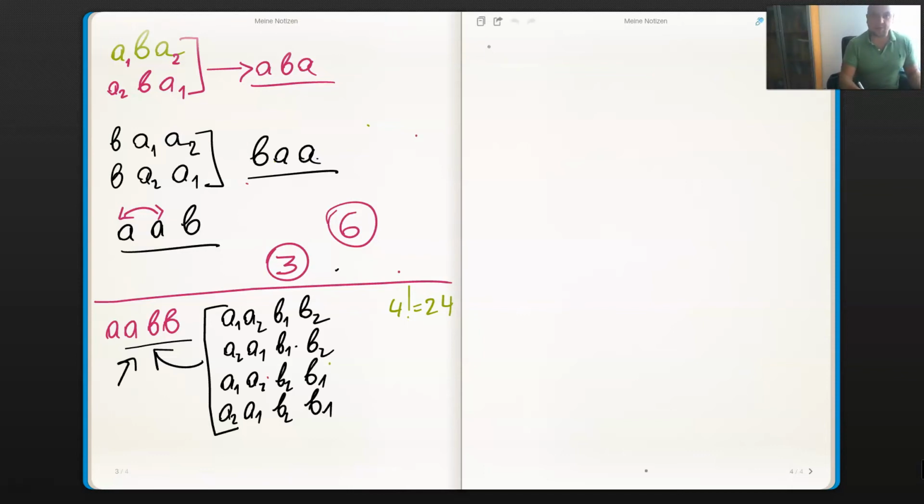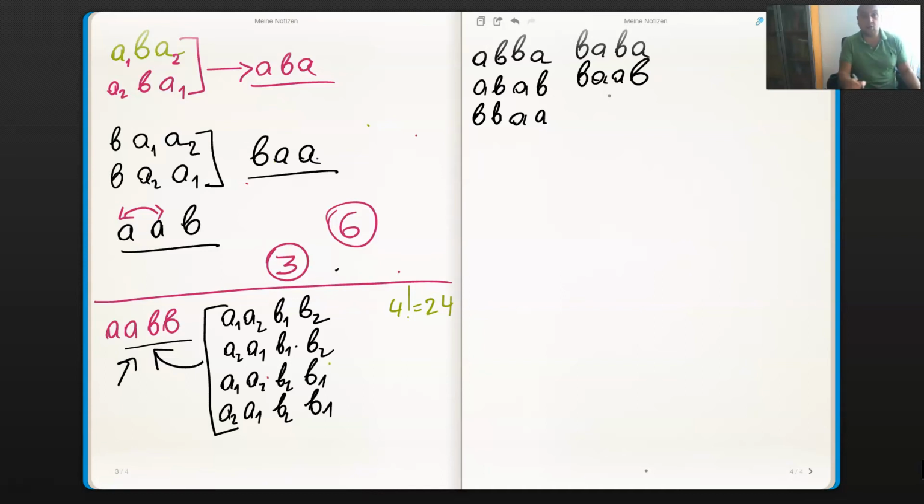Let's figure out. I'm claiming there are only 6. So AABB, the first one, A double B A, the second one, ABAB, the third one, and now the same with B's. BBAA, BABA, and B doubled AB. I got 6. I got no more.